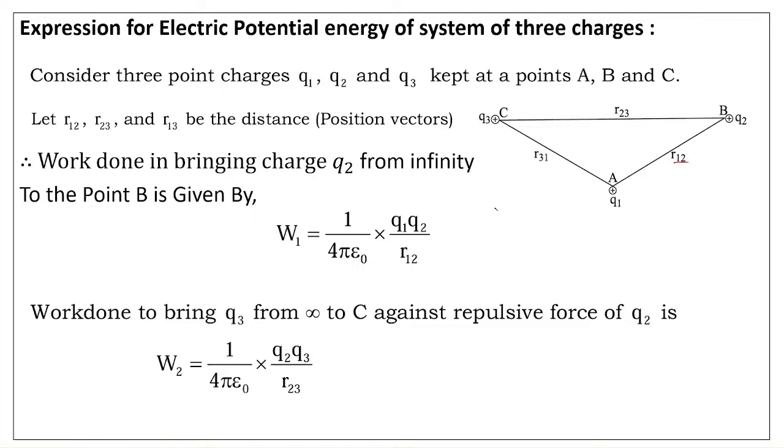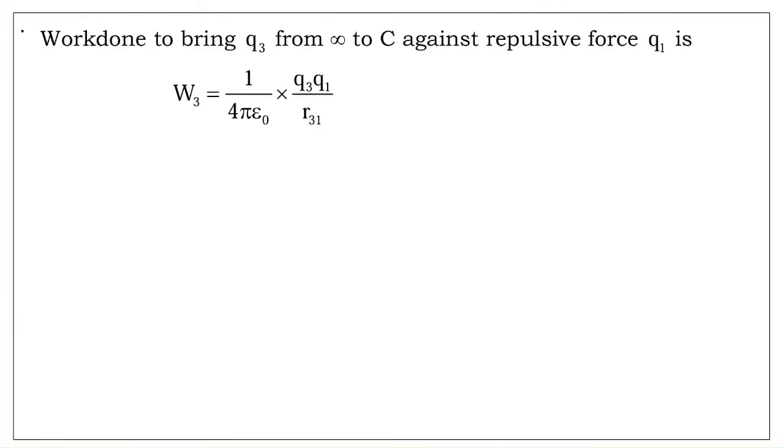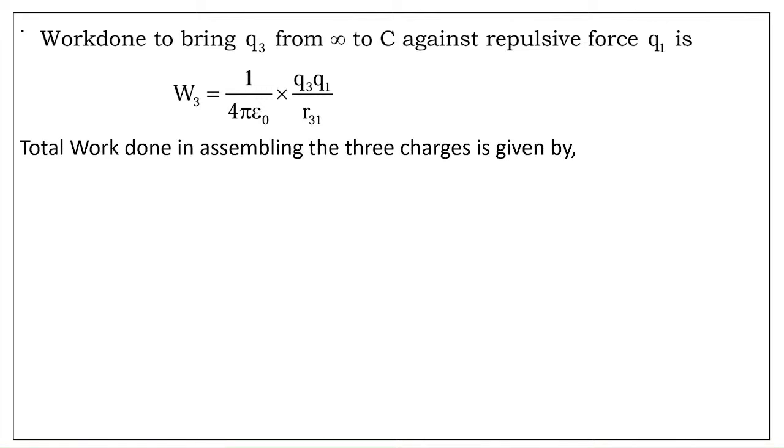Work done to bring Q3 to C against repulsive force of Q2 is W2 is equal to 1 by 4 pi epsilon naught into Q2 Q3 by R2,3. Work done to bring Q3 to C against repulsive force of Q1 is W3 is equal to 1 by 4 pi epsilon naught into Q3 Q1 by R3,1. Total work done in assembling the three charges is given by W is equal to W1 plus W2 plus W3.